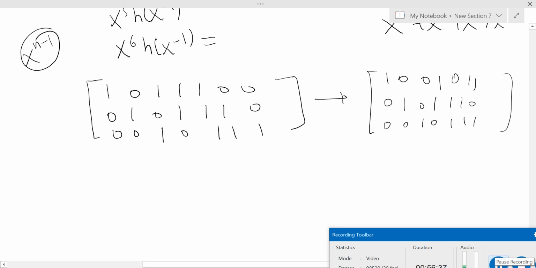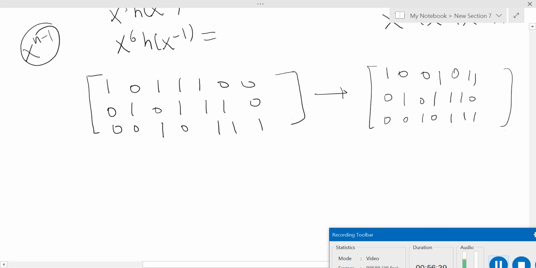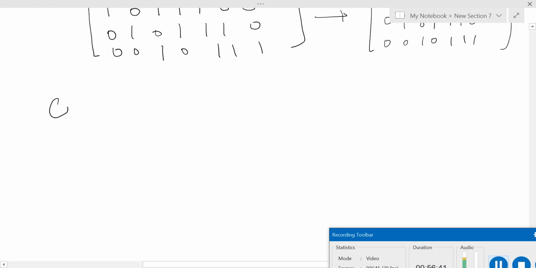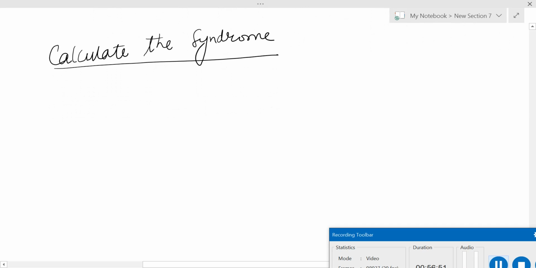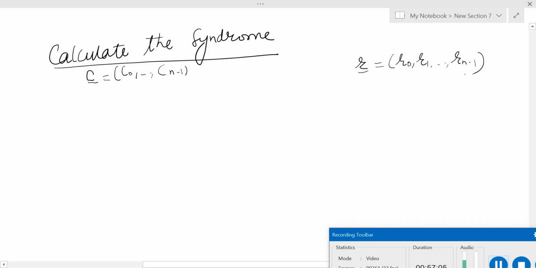And finally, we had to do the decoding, correct the errors. So we had to calculate the syndrome. So you recall that you had a code word C, and at the receiver you received the r. This is called a syndrome.